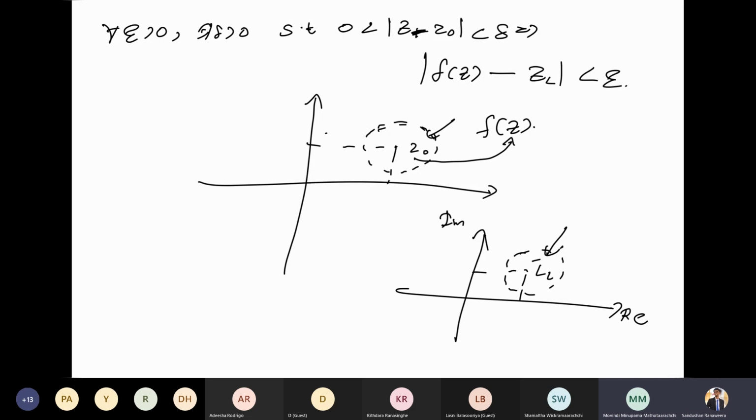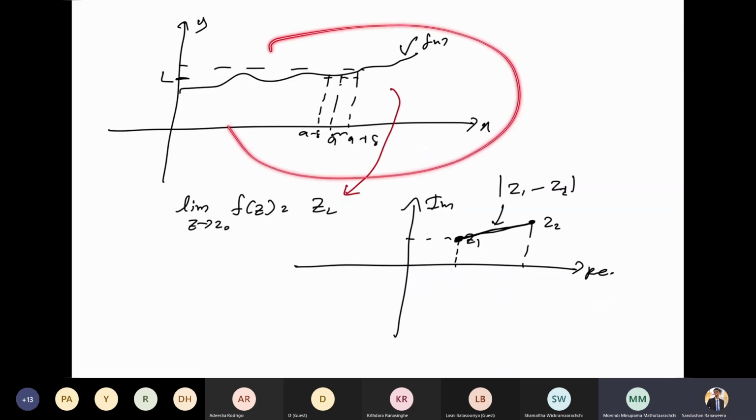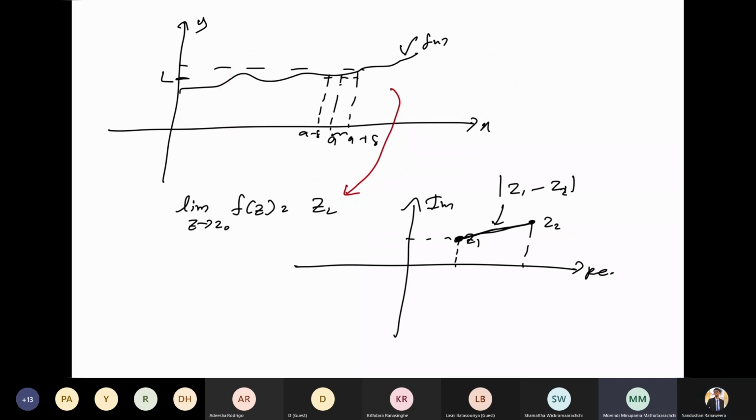So what is the problem when you compare this guy to this guy? What is the problem? Tell me. What is the problem? Anyone?